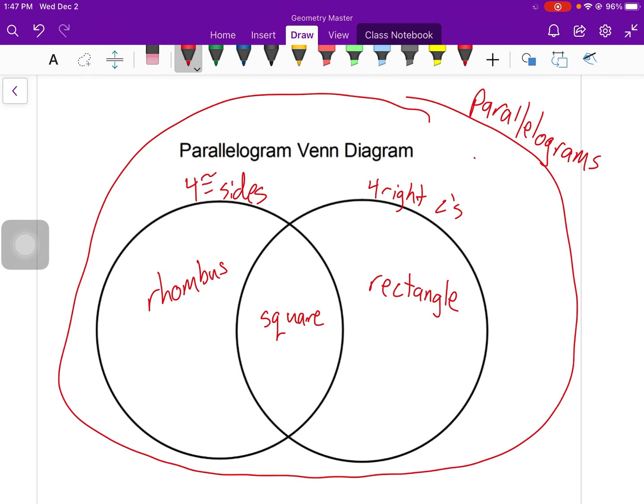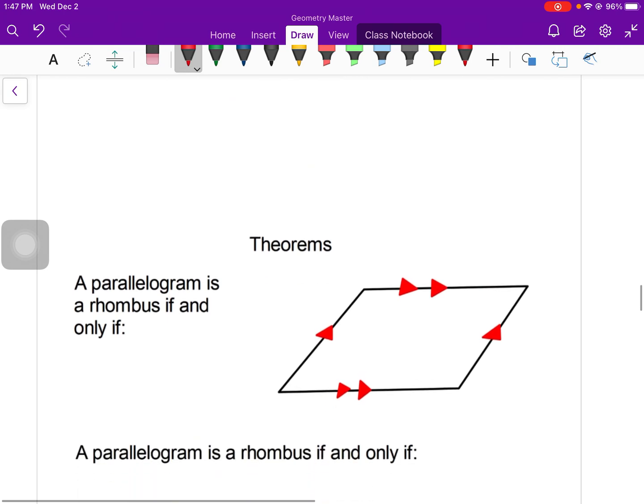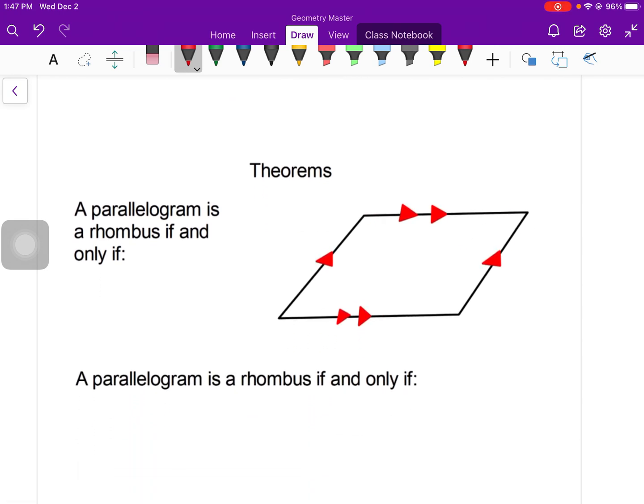And inside this circle, but outside the other Venn diagram, is just a parallelogram. A generic parallelogram that does not have 4 congruent sides, does not have 4 right angles. So that's one way you can visualize all of these different rules. Now, a few of these theorems.